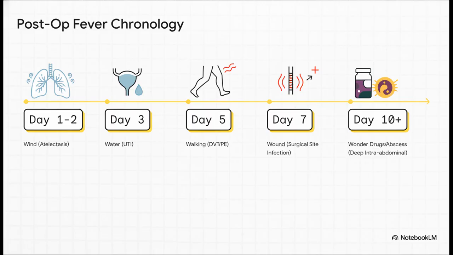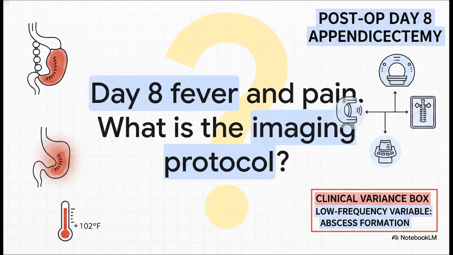Days 1 to 2, we're thinking wind, for atelectasis. Day 3 is water, UTIs, usually from indwelling catheters. Day 5 is walking, looking out for DVTs or PEs. Day 7 is wound, for surgical site infections. And by day 10+, we're looking at wonder drugs, or deep intra-abdominal abscesses. Let's test this chronology out in the real world.